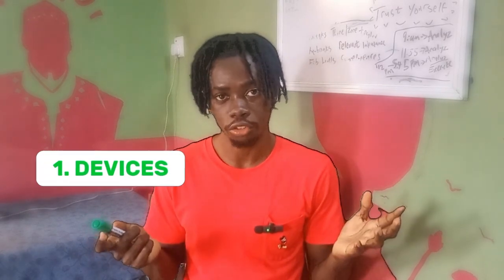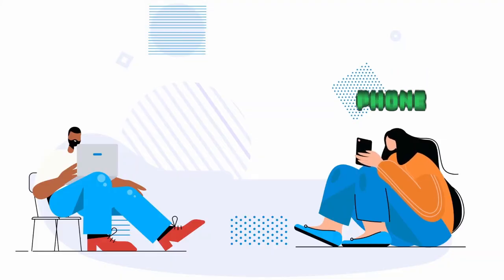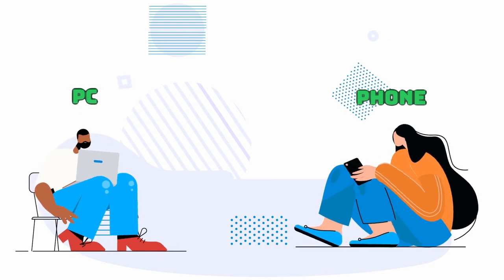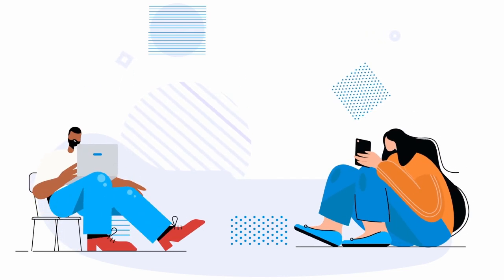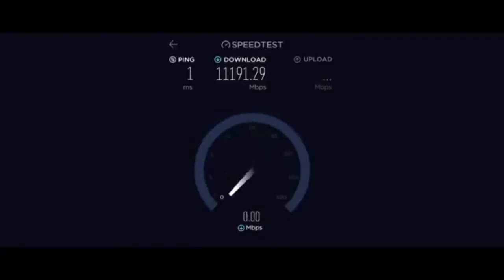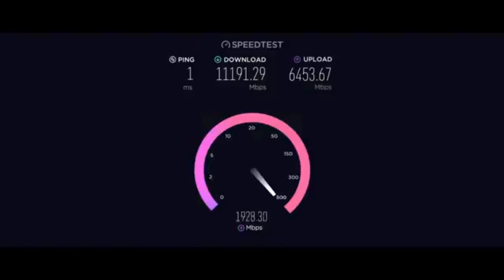Now, in order to trade gold, you need devices. What are the essential devices you need to trade gold? Your smartphone and/or your laptop. If you have money, you can get the two of them. And you also need a very strong internet connection so that you're able to take advantage of market movements as soon as they happen.